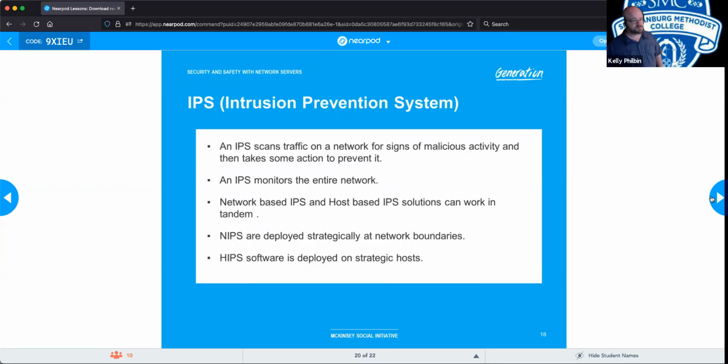So we are relatively comfortable with firewalls, HIDS, NIDS, HIPS, and NIPS. Just remember the H and the N stand for host and network. Host on the individual machine, network is a device in the network itself. And then detection versus prevention. Detection just lets you know, prevention takes action to stop it.